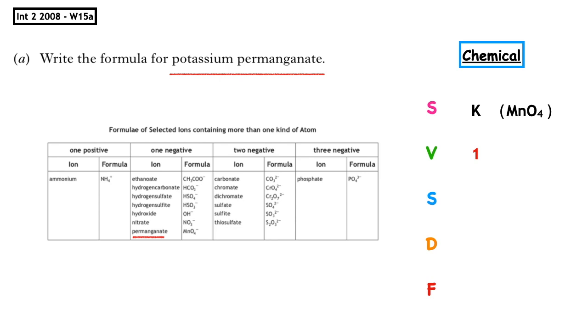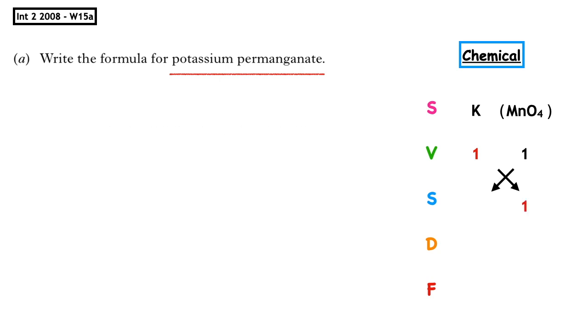and we need to remember to keep a bracket around that. It's got a valency of 1. Swap the valencies over. Highest number both can be divided by is 1, which means the chemical formula is K bracket MnO4 close bracket. Because there's only 1 permanganate, we can get rid of the brackets.